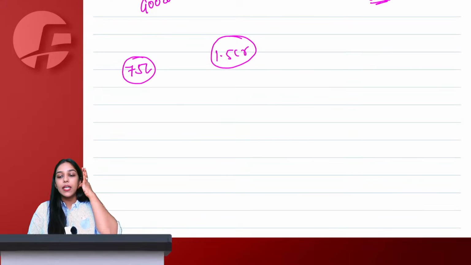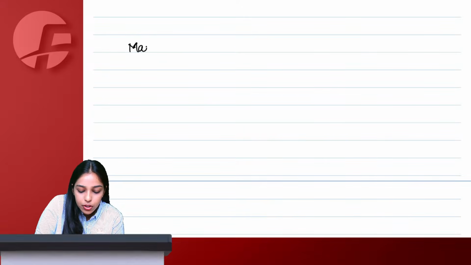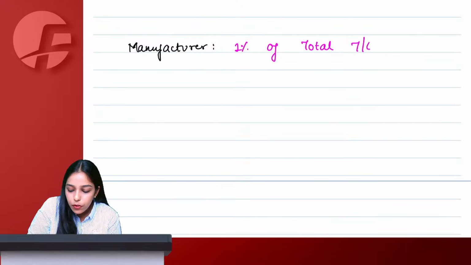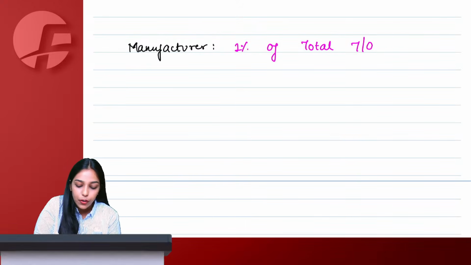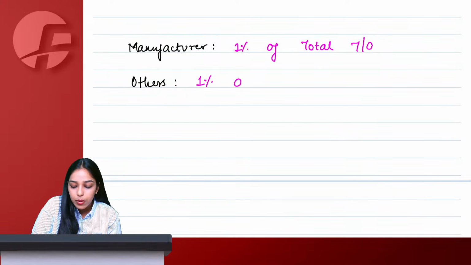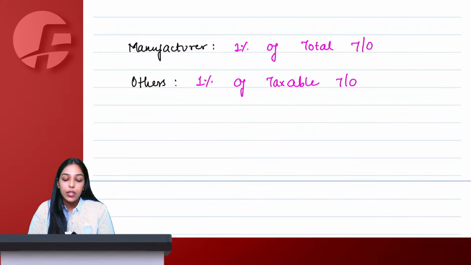Okay, ma'am. You said we have to pay less taxes. Then, ma'am, how much less taxes? So, if you are a manufacturer of goods, then you have to pay 1% of your total turnover. If you are others, meaning basically you are a trader, wholesaler, retailer, stockist, anything but not a manufacturer of goods, then it is again going to be 1% only, but of taxable turnover, not of total turnover.